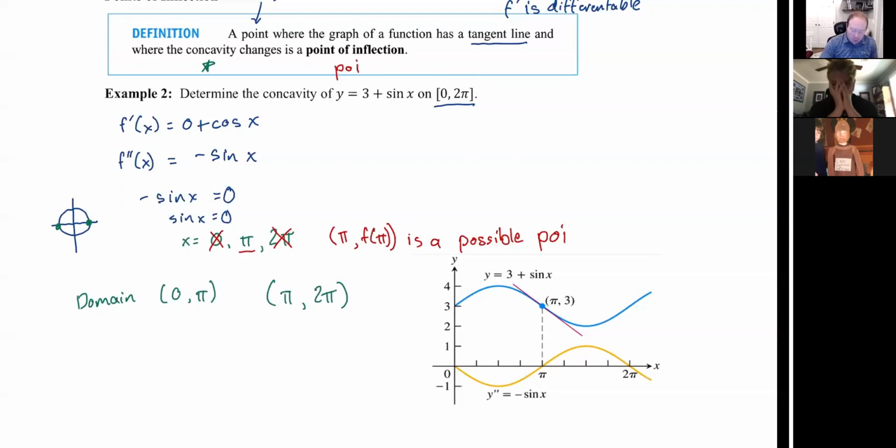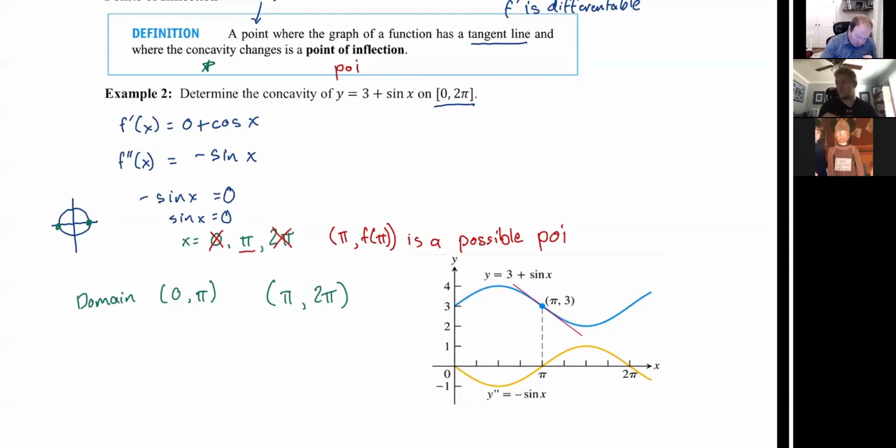All right, so again, this is a possible point of inflection. It's not necessarily a point of inflection until we know that the concavity changes. And if we're looking at this visually, you can see that we're expecting the concavity to change because if we place our hand facing down here, our hand's facing up here. So let's, of course, verify that concavity did change at x equals pi.